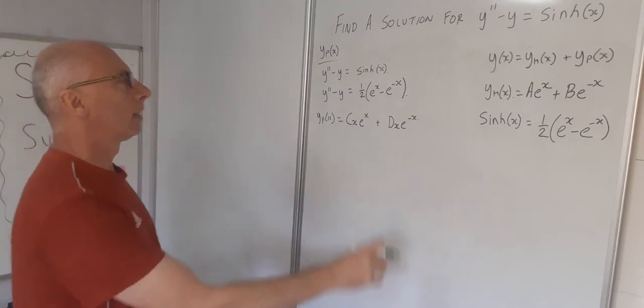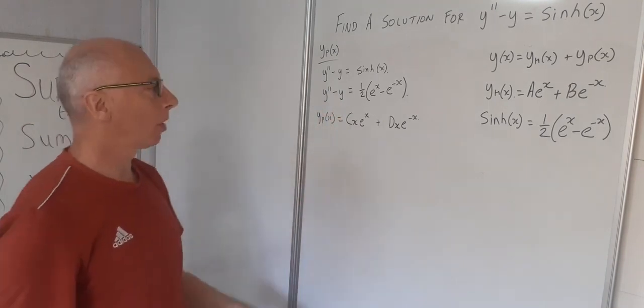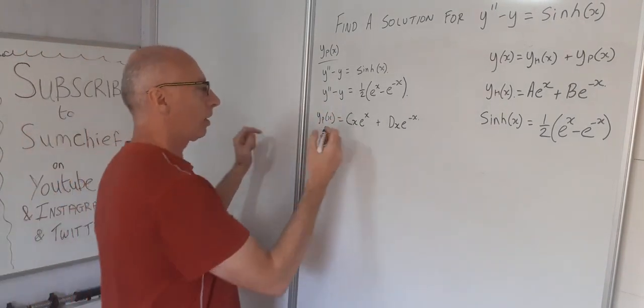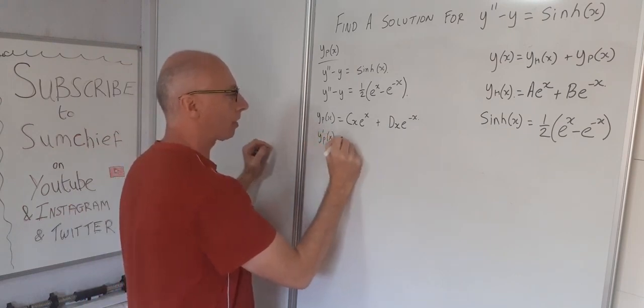Okay, so I've got my y, so now I need my y double prime. So basically I need to differentiate these twice. So let's go one step at a time. So y prime of p of x.